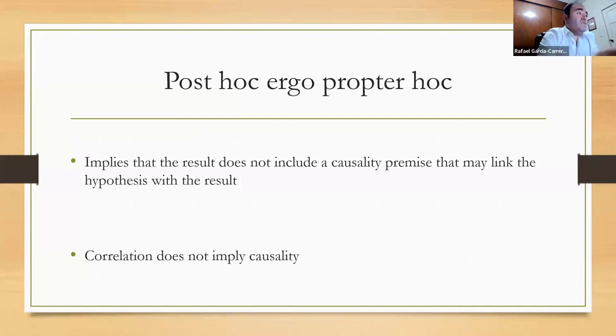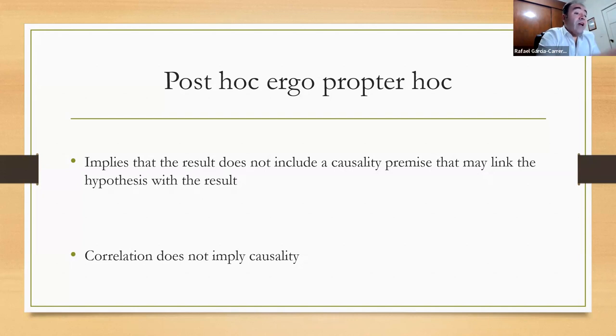So this one is called post hoc ergo propter hoc. That implies that the result does not include a causality premise that may link the hypothesis with the result. What this means is that you are missing the causal link, and you cannot make an explanation on why certain things have caused precisely the thing that you want to present. So the conclusion does not derive directly from the premises that you're presenting.